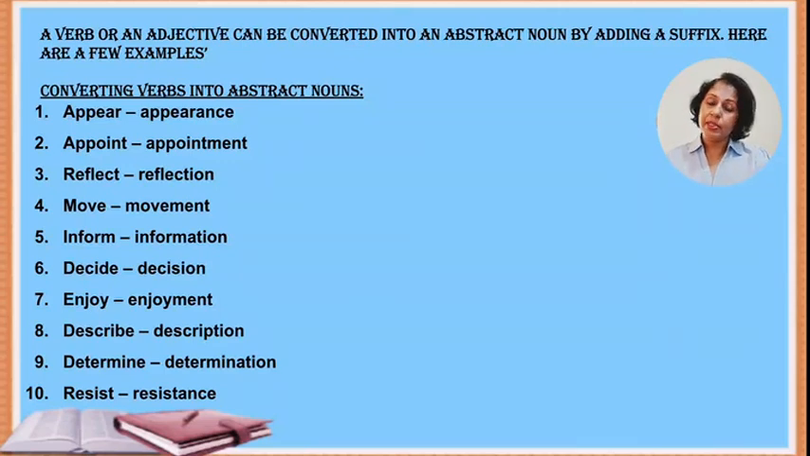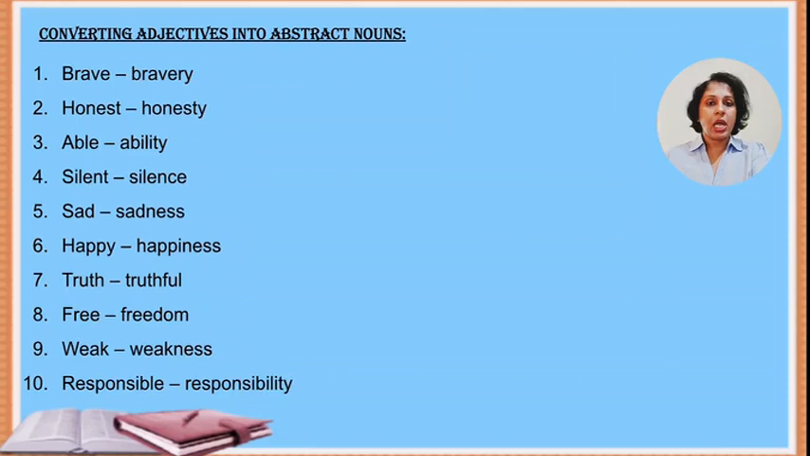Now let's see some examples wherein by adding certain suffix, we can convert adjectives into abstract nouns. Brave. By adding a suffix, we convert the adjective brave into bravery, which is an abstract noun. Honest, honesty. Able, ability. Silent, silence. Happy, happiness. Truth, truthful. Free, freedom. Weak, weakness. Responsible, responsibility. These are examples wherein by adding certain suffix, we converted those adjectives brave, honest, able, silent, sad, happy, truth, free, weak, responsible into abstract nouns.